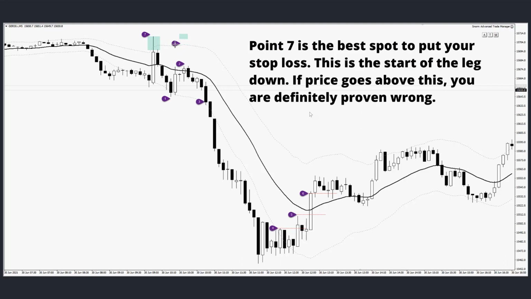But at the same time, number 8, this is the KC band. This is 2 ATR, so that's also very good. But in this case, it's very close to that. So we will actually put the stop loss above there. If price goes above there, you're definitely proven wrong.